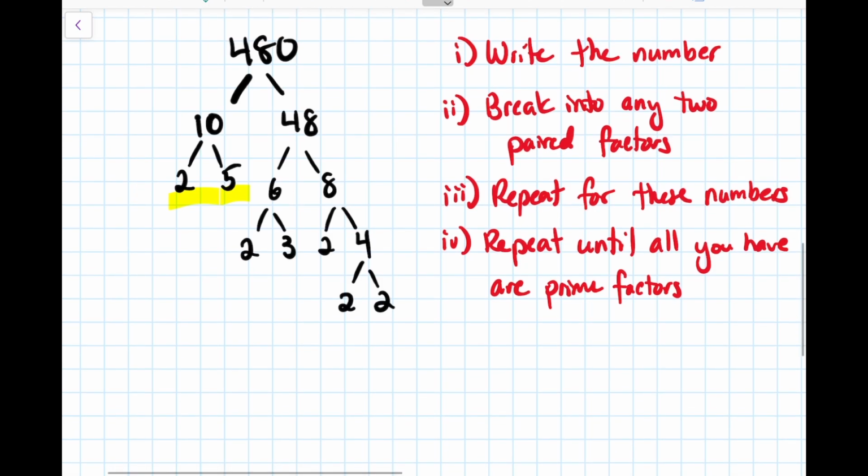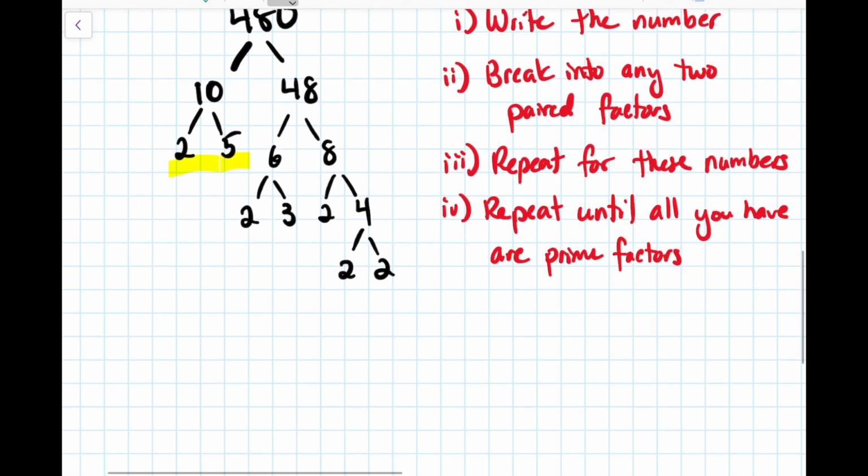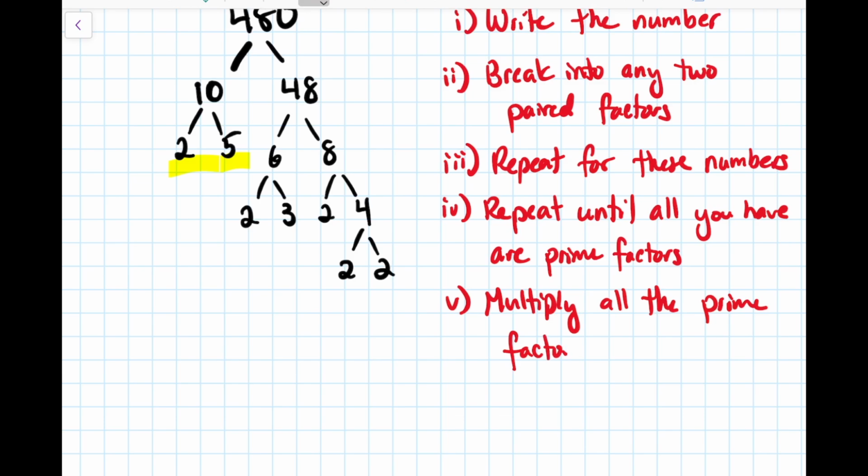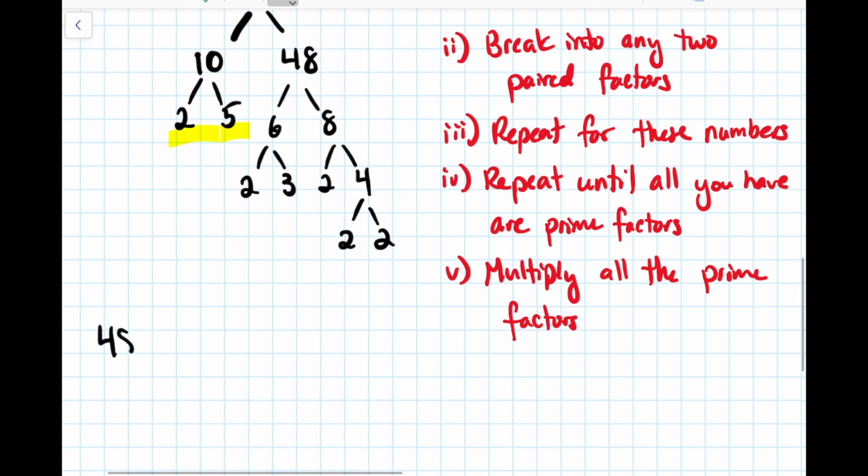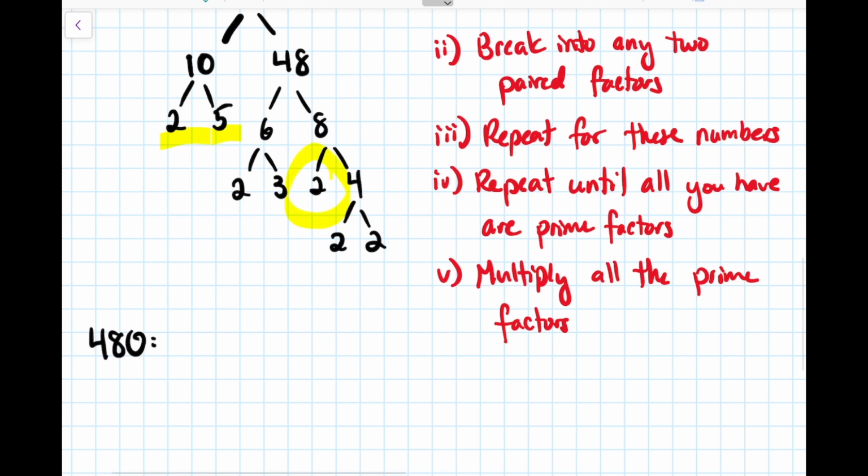Our last step is going to be to take all of these things and to multiply them together, but not actually multiply them, just write a multiplication statement. So we're going to multiply all the prime factors. So what we'd say is 480 equals a bunch of stuff multiplied together. Be really careful here. It's easy to miss factors if you're not paying attention, so you might see that there's a 2 here that's kind of tucked away.